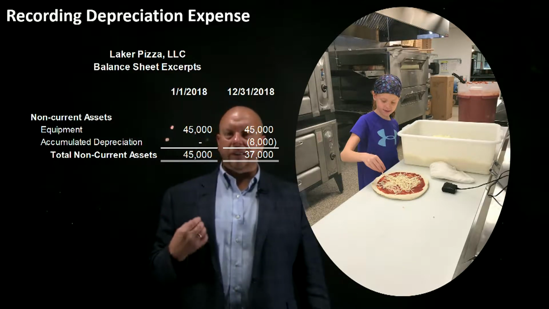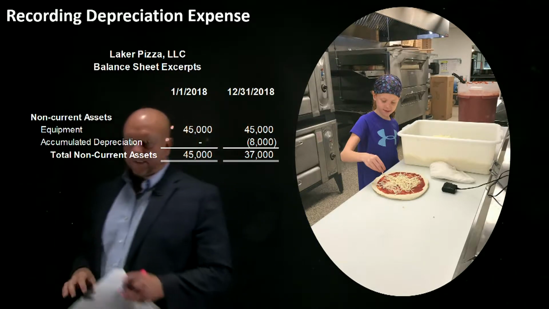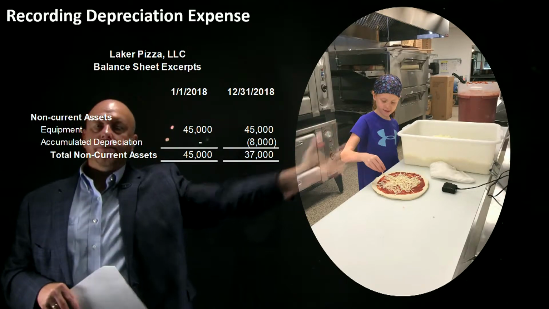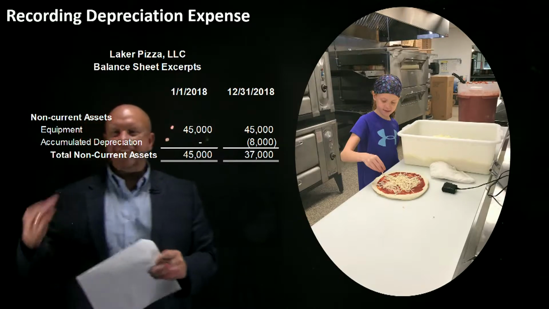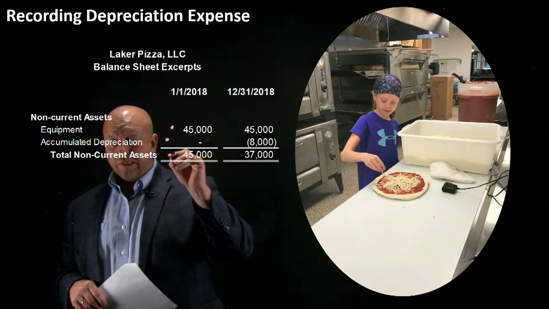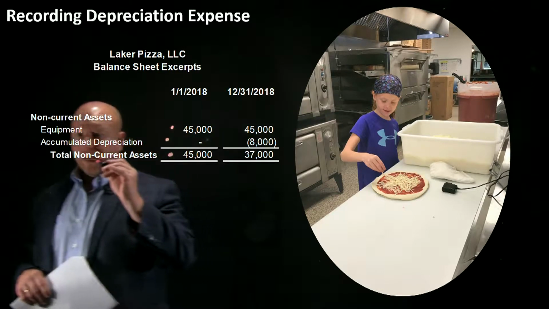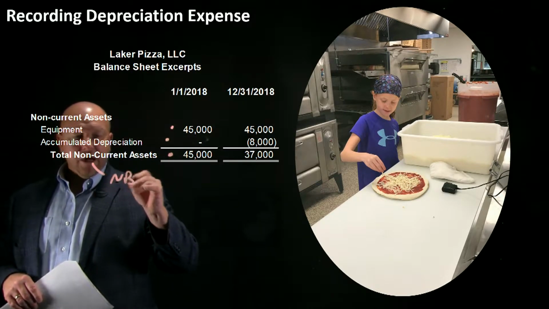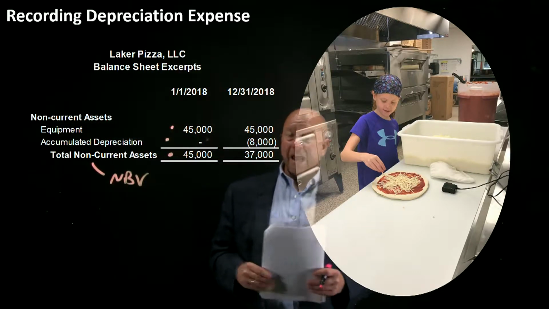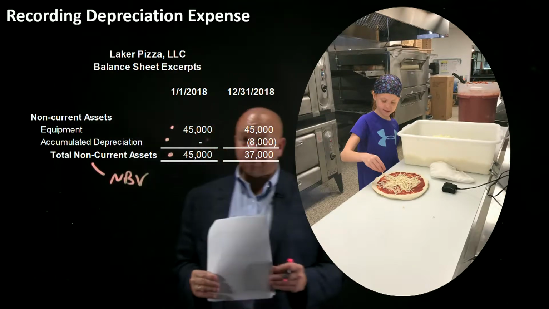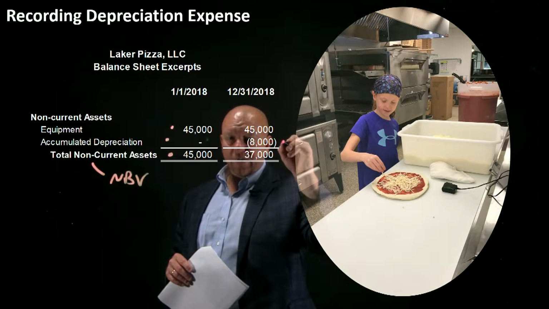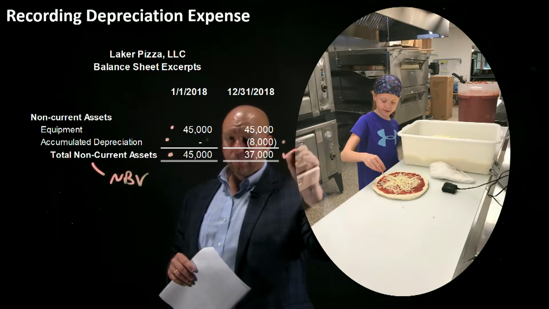We're kind of unrealistically assuming that this is the only asset of this business. Obviously, you can see other assets in this picture. But for illustration purposes, let's just assume that this is the only asset. So immediately after acquisition, the total non-current assets, sometimes we would call this the net book value of the assets, is $45,000. After we record the depreciation expense entry of $8,000, what you can see is now the net book value of this asset is $37,000.